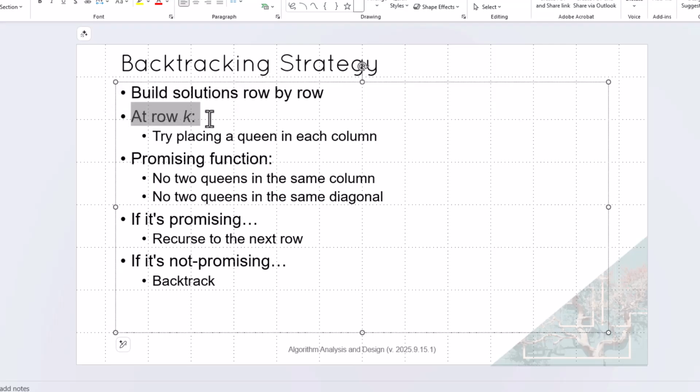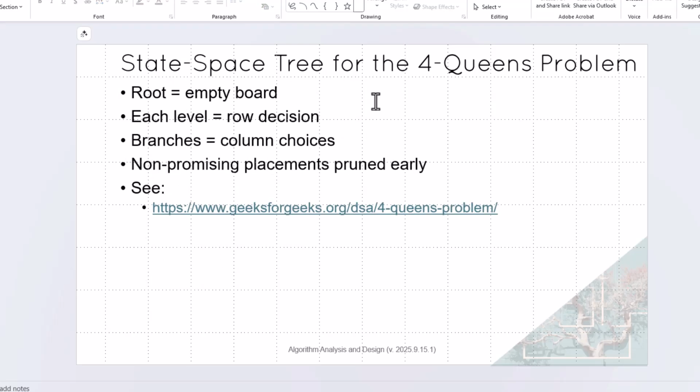Since you're looping through the different rows, you're preventing any queens from being in the same row because you're literally using that as a loop iteration variable. Okay. So once you have that, then you have to make sure that the queens are not in the same column or same diagonal. If it's promising, you recurse to the next row. If it's not promising, you backtrack.